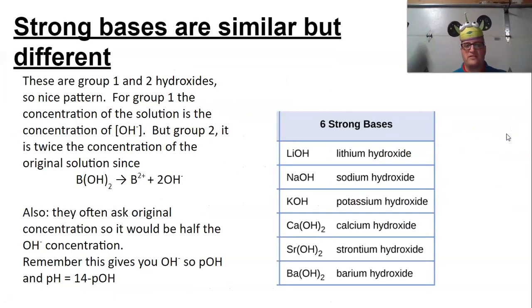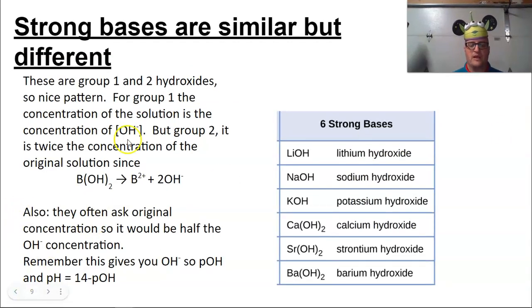Strong bases, similar but different, and that's because they do something different in solution. So these are group 1 and group 2 hydroxides. All of them found here. The idea is that when you have things like aluminum hydroxide or copper hydroxide, most of those are insoluble. So therefore, their Kb would be a weak base, not a strong base, because they don't dissociate very strongly.